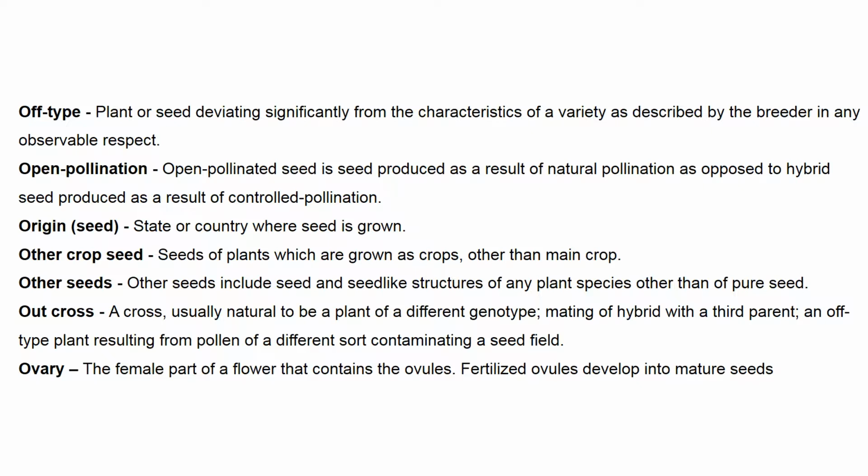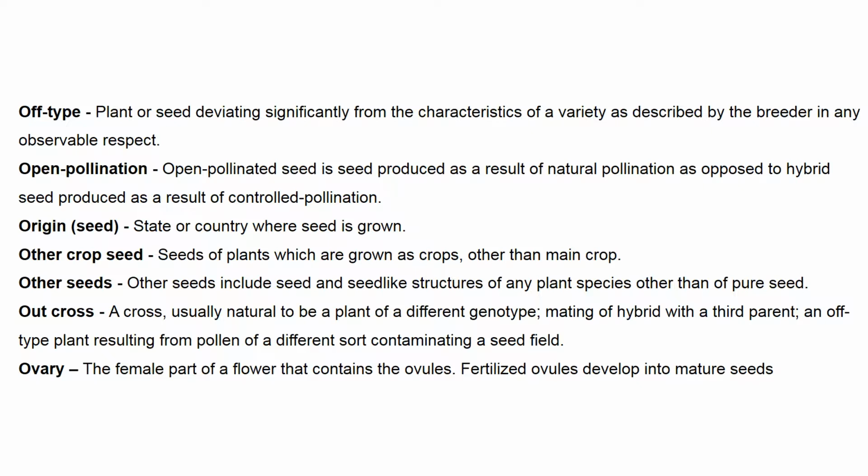Off type. Plant or seed deviating significantly from the characteristics of a variety as described by the breeder in any observable respect. Open pollination. Open pollinated seed is seed produced as a result of natural pollination as opposed to hybrid seed produced as a result of controlled pollination. Origin of seed is the state or country where the seed is grown.